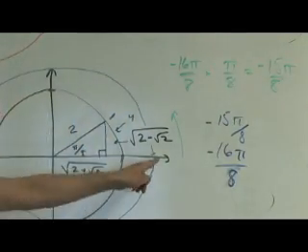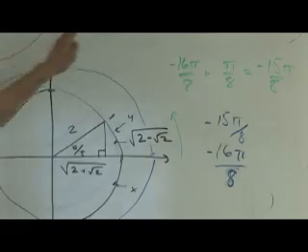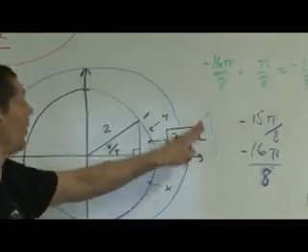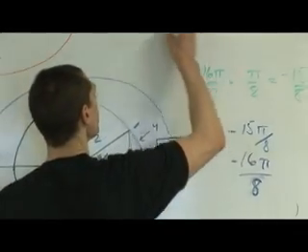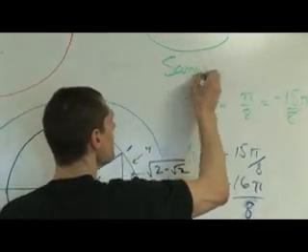And we just did it. So here, minus 16 pi eighths is all the way around, plus 1/8 pi. It lands us right in the same place, so these are in fact the same.